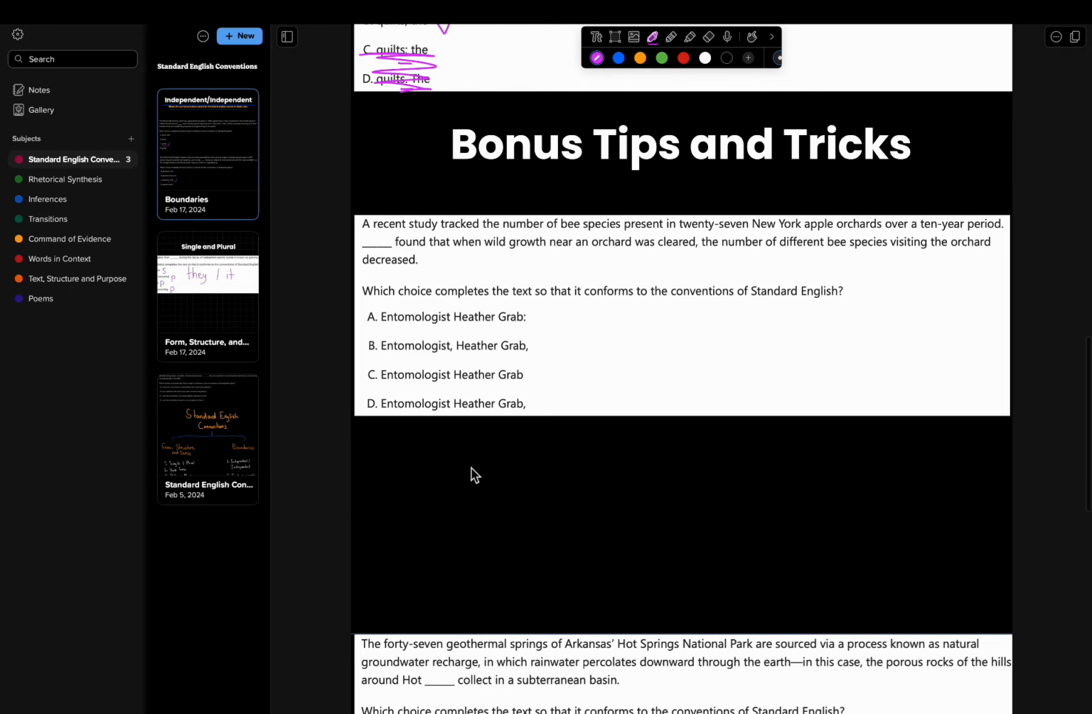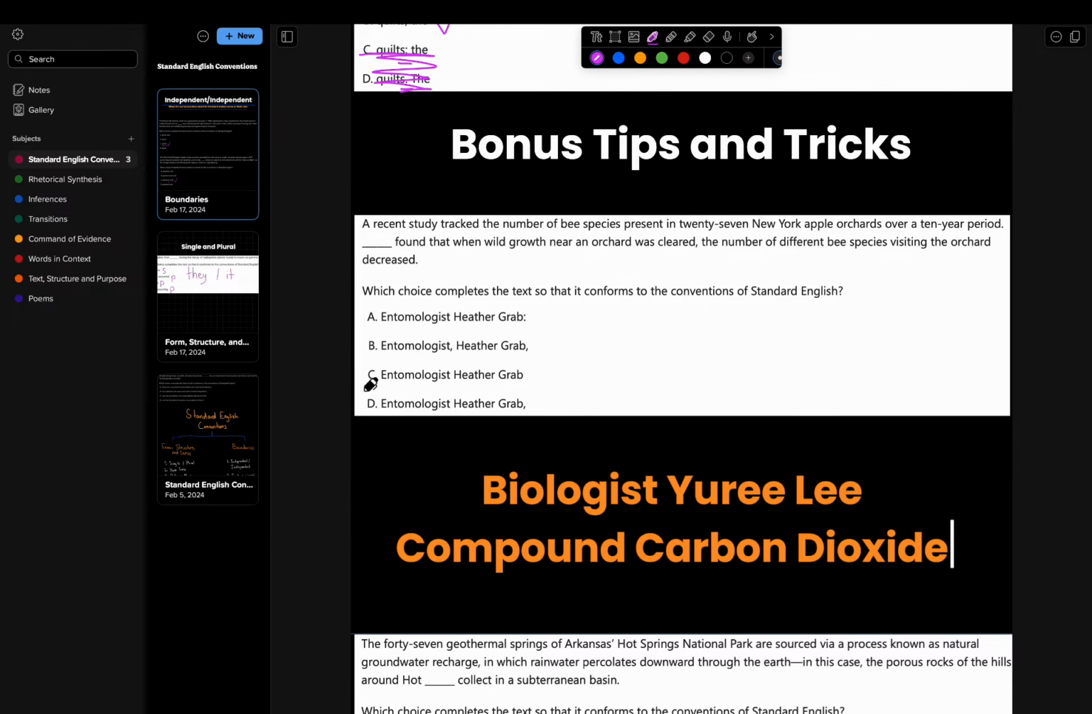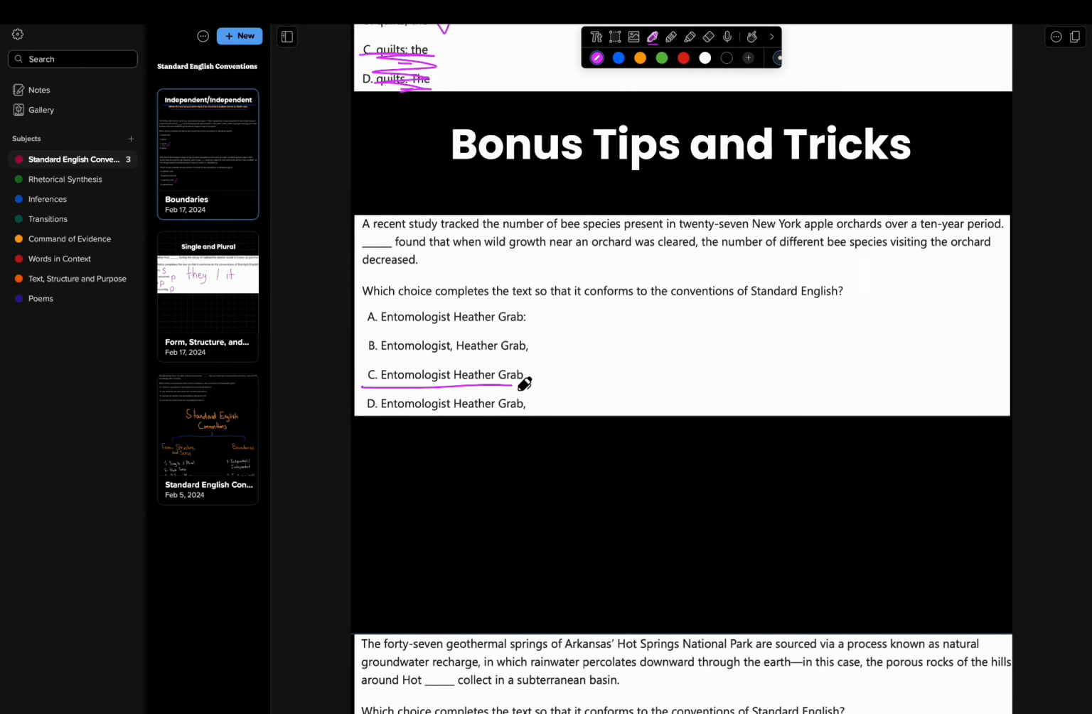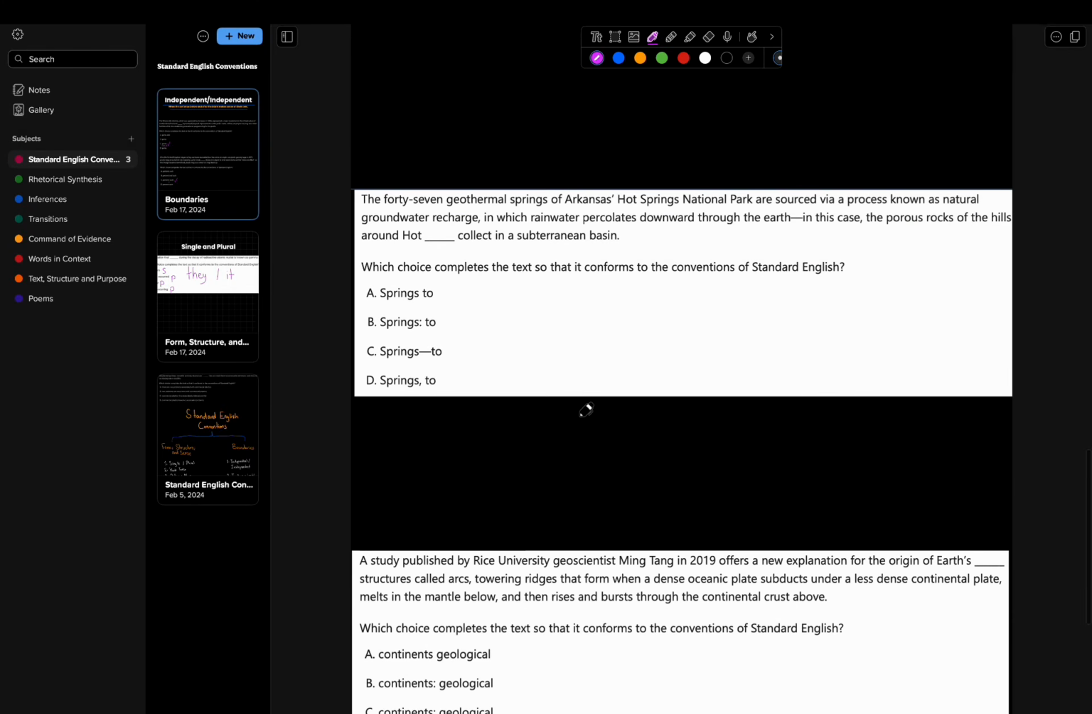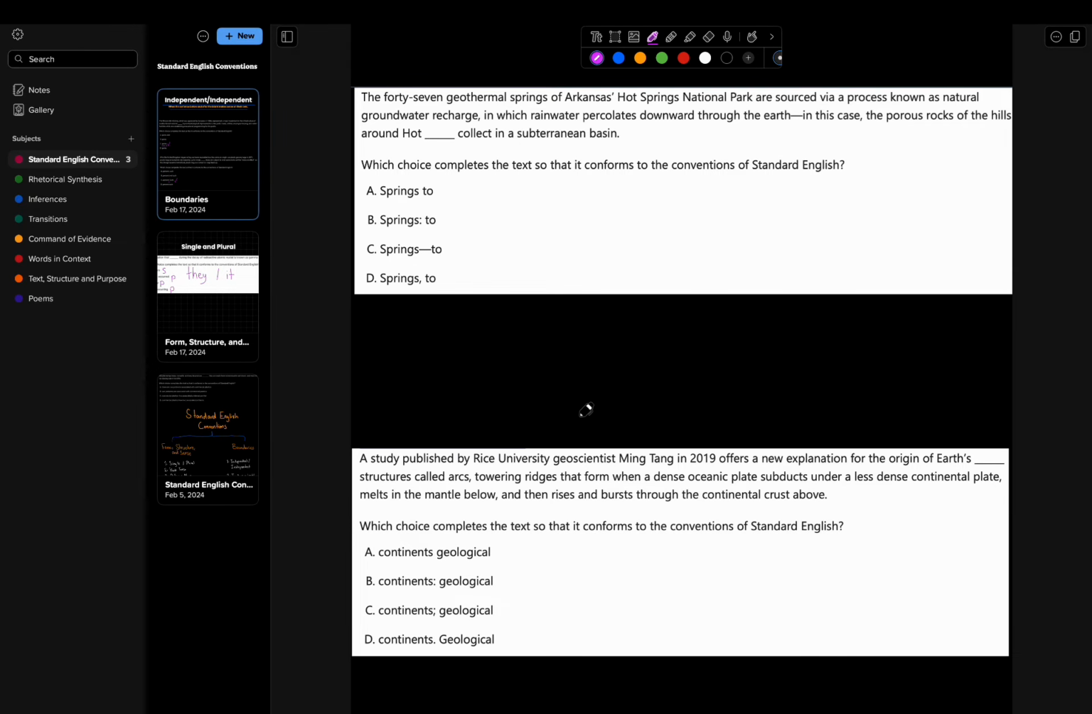The seventh rule is when you have a noun, like a job, and the name after it. You will choose the answer without any punctuation. For example, we can say biologist Ray Lee, compound carbon dioxide. For this question, we have entomologist Heather Grab. Entomologist is the job, and Heather Grab is the person that does that job. Choice C is the right answer for this question since there is no punctuation.